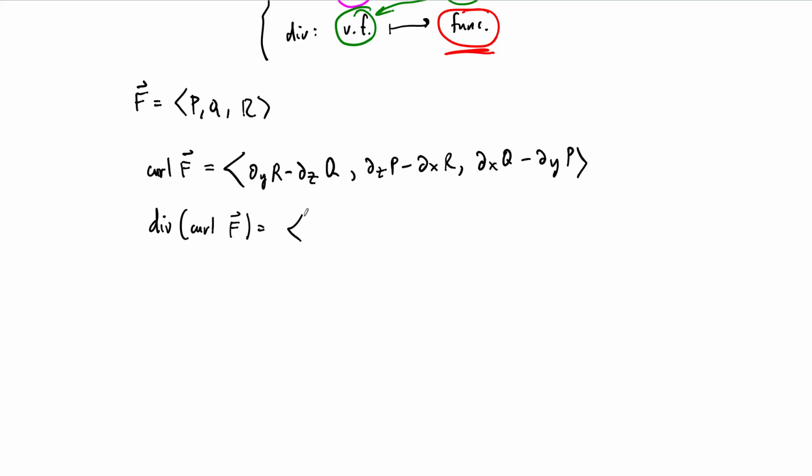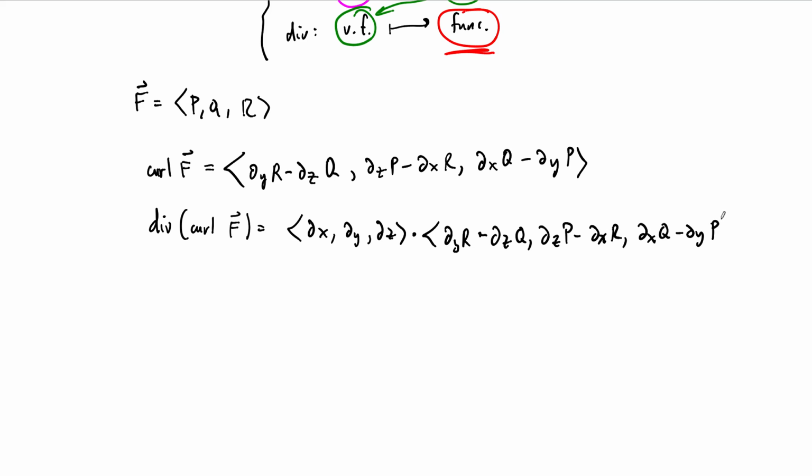Remember, the divergence is the gradient operator, or the del operator, so dx, dy, dz in this notation, dotted with our vector field. This is our vector field, right? So dyr minus dzq, comma, dzp minus dxr, comma, dxq minus dyp. And when we take the dot product, what's it going to do? It's going to apply the x partial to the first component.